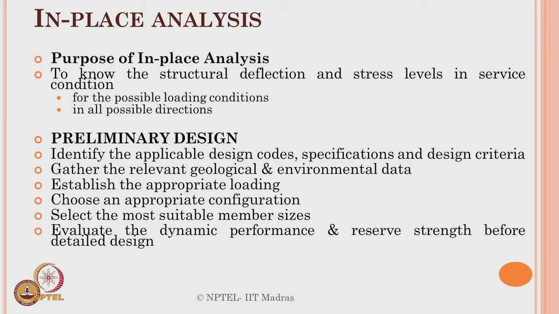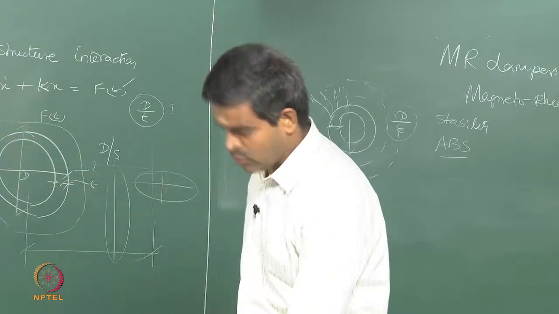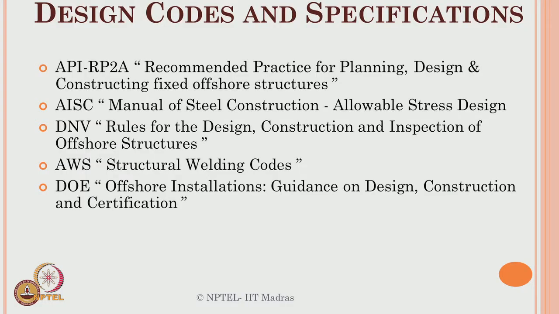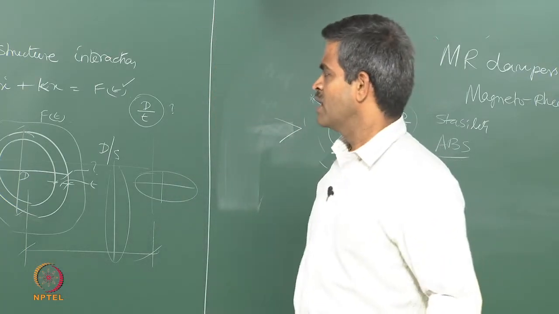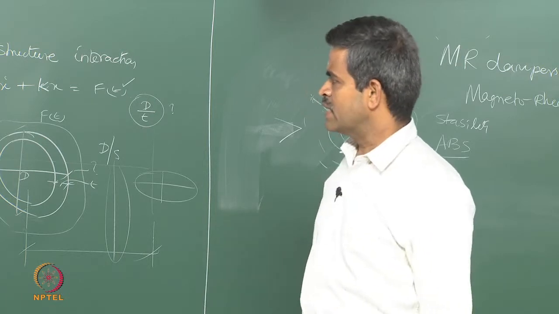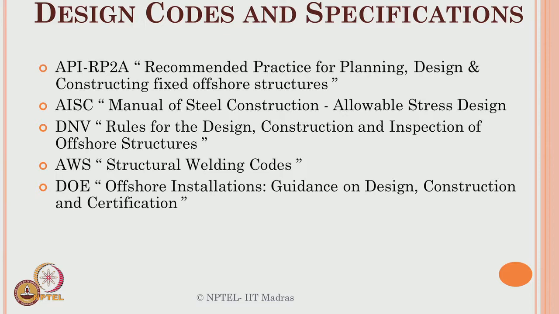Generally the most important consideration in static analysis of jacket structures is what we call the unity check. We will talk about that slightly in the next slide. There are different design codes available, which you can also read about in parallel courses where people teach design of offshore structures: API RP 2A, AISC, DNV rules, AWS rules for welding codes, and DOE offshore installation guidance on design and construction certification.